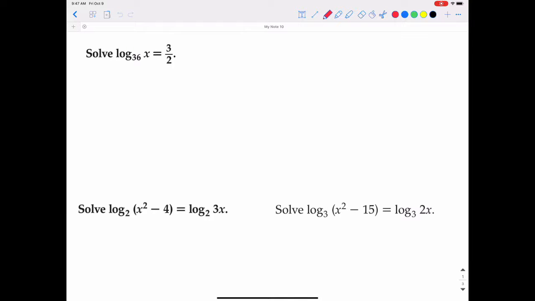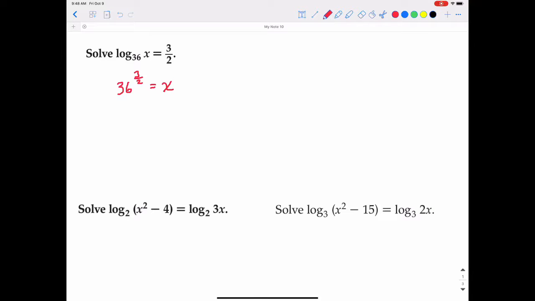Remember, sometimes it's easier to solve a logarithmic equation if you change it to an exponential equation. So to solve log base 36 of x equals 3/2, we're going to change that to an exponential equation by rewriting it as the base of the log is the base of the exponent, so 36. The power is the 3/2, and that's going to equal x. So what is 36 to the 3/2 power?